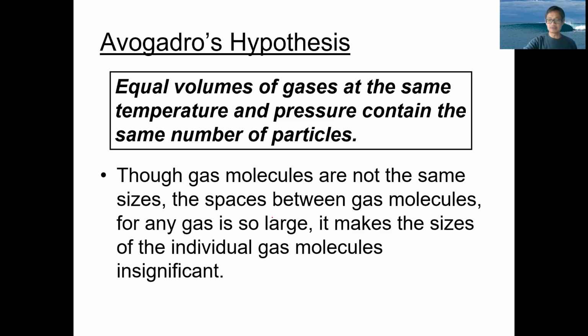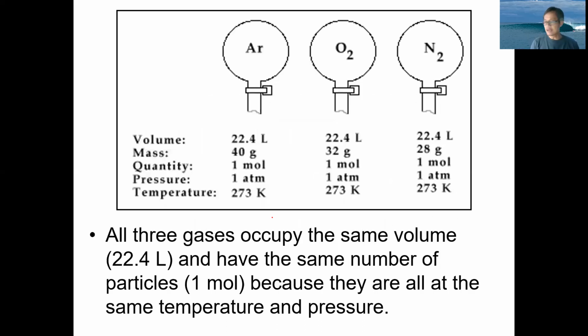So let's explore what we have. What I have here for you are three gases: argon on the left, oxygen in the middle, and nitrogen on the far right. We've measured out exactly 40 grams of argon, 32 grams of oxygen, and 28 grams of nitrogen. If you recognize these numbers, they are the molar masses. We've actually measured out 1 mole of each of these gases.